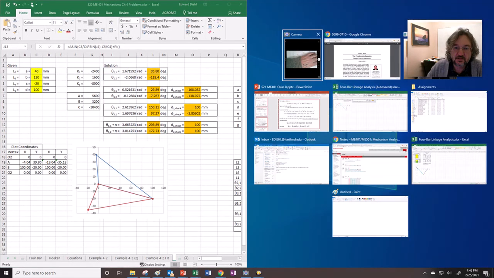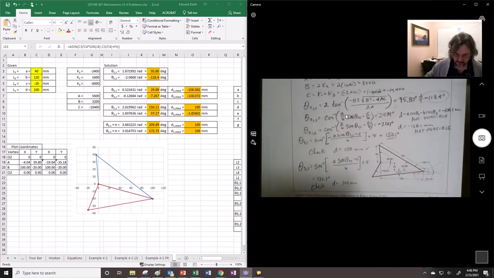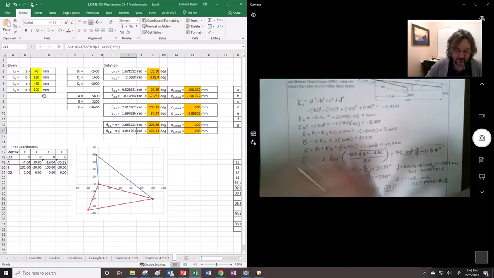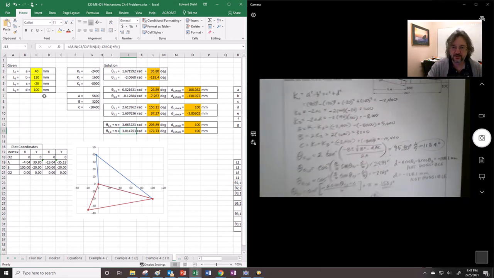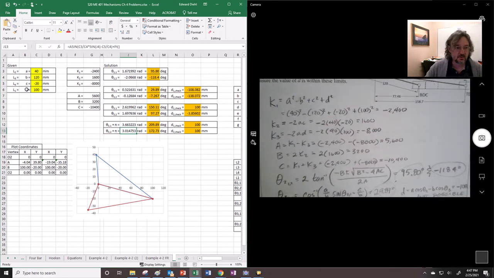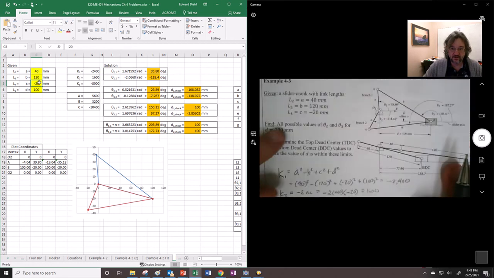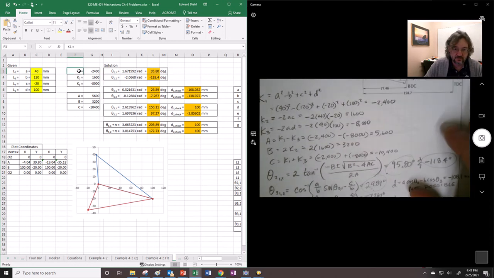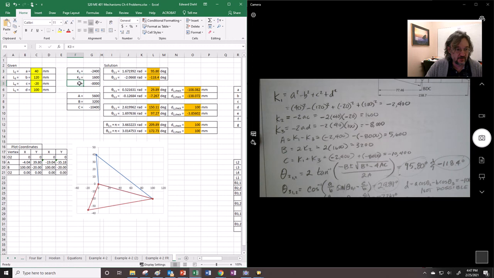Yep, so here's our split screen. Here's the process that we went through to be able to get to this. We put our inputs of 40, 120, and negative 120 into there, right? And here's our input of a 100. I get my K1, K2, and K3. So you can see I've used all of these, set this up.